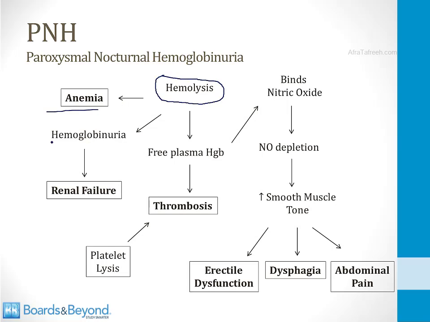In addition, hemoglobin can spill into the urine. This can cause the urine to become dark and change colors. Patients often notice that, and in addition, it can potentially lead to renal failure. The free plasma hemoglobin that is released after hemolysis is a big part of the problem in this disorder.